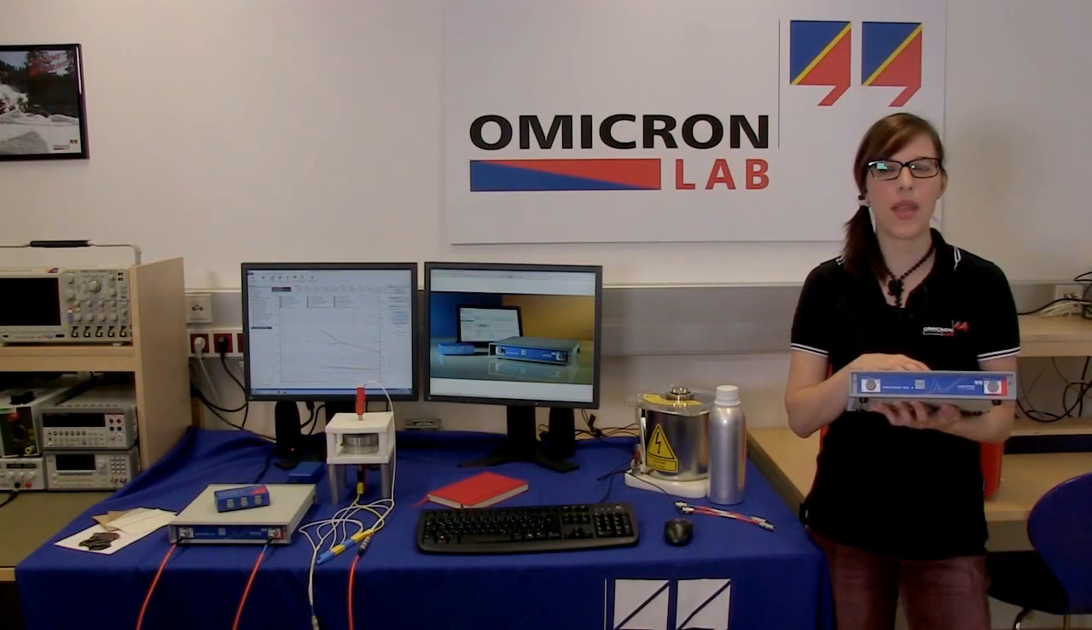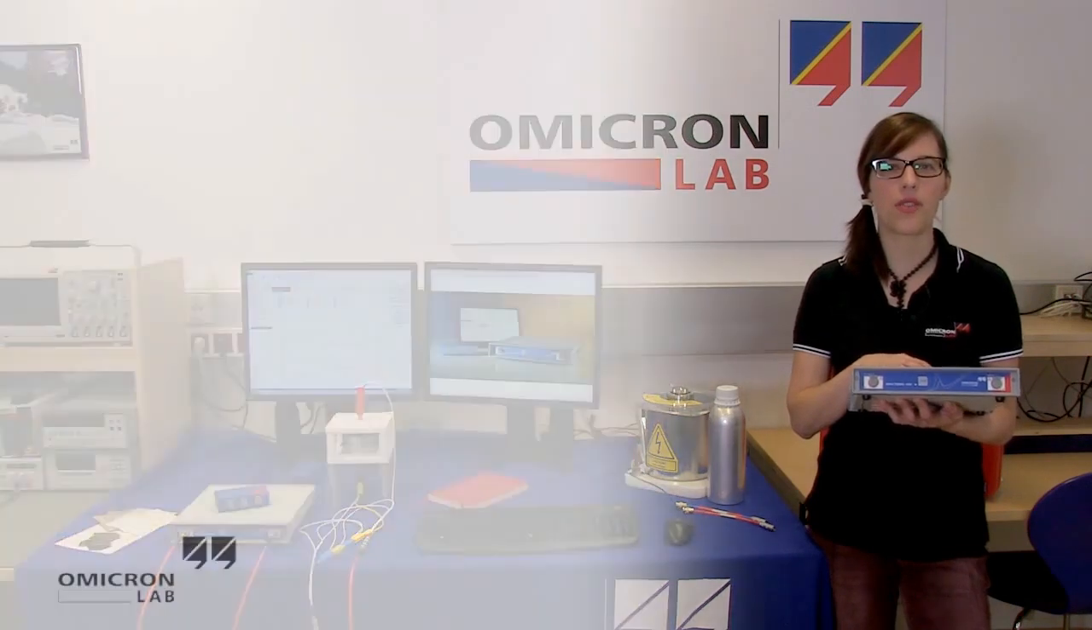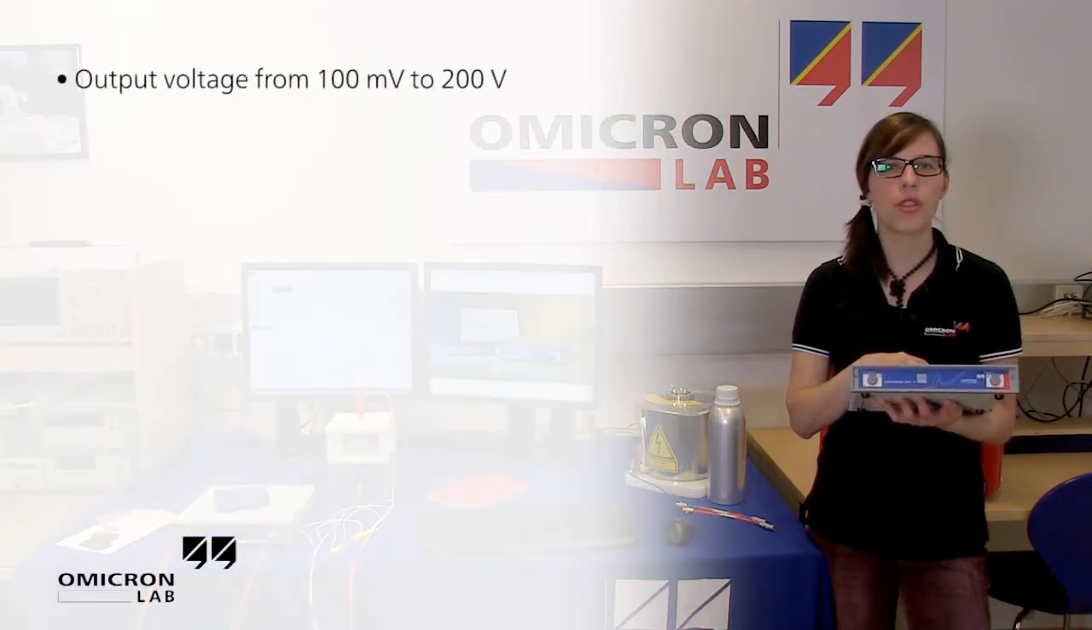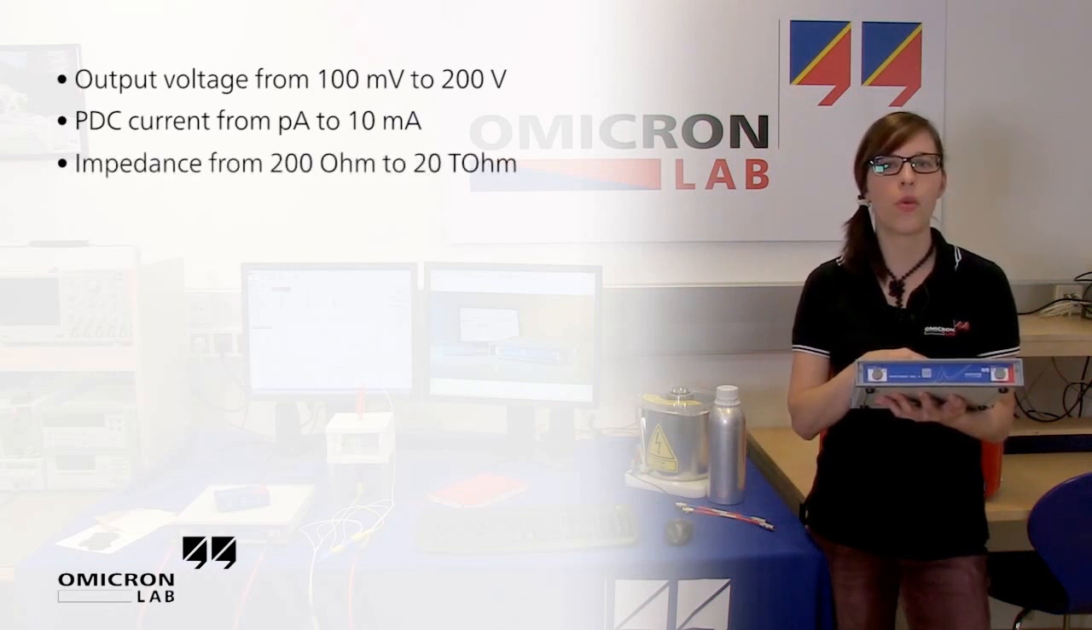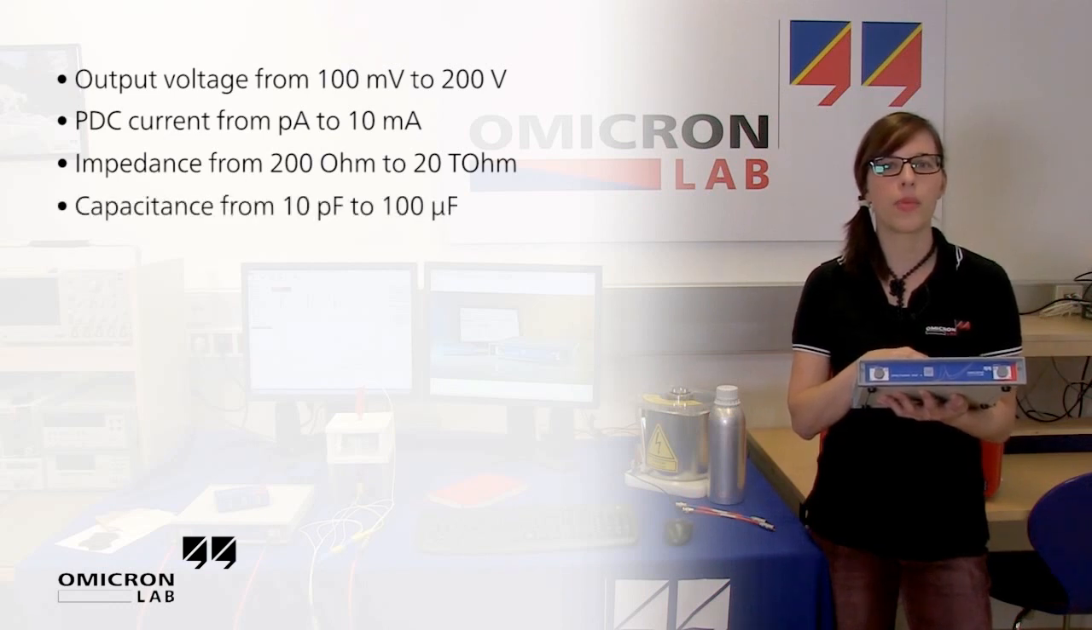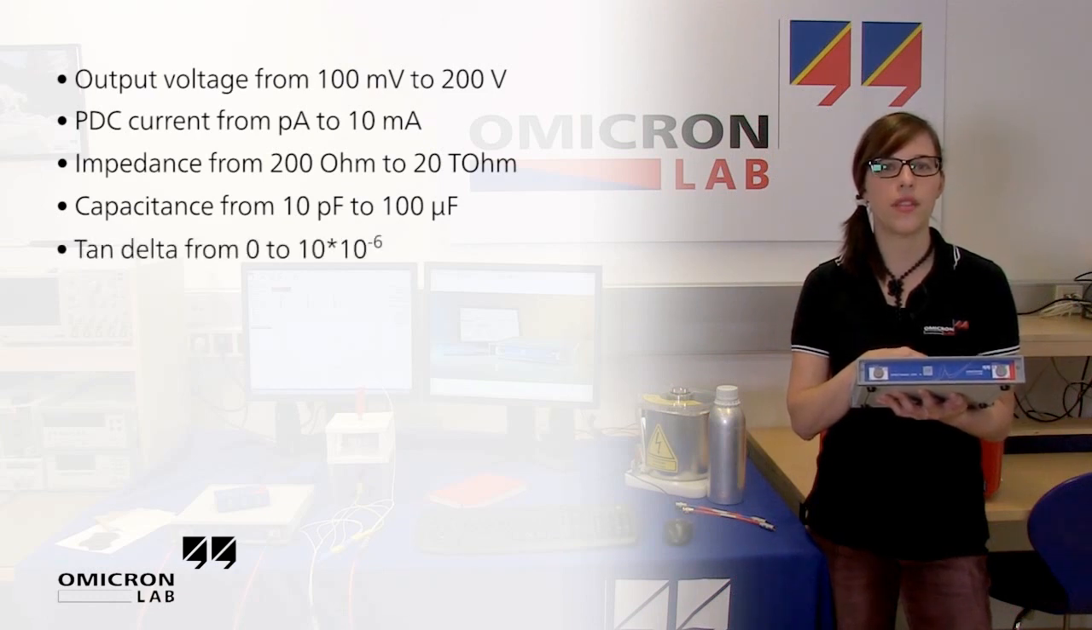The key data and main benefits of the Spectano 100 are output voltages from 100 mV to 200 volt, PDC measurement current from picoampere range to 10 milliampere. Depending on the selected mode and frequency, an impedance range from 200 ohm to 20 tera ohm is possible. Capacitance range from 10 picofarad to 100 microfarad. A tangent delta range from 1 to 10.